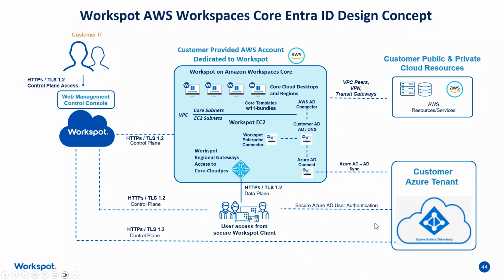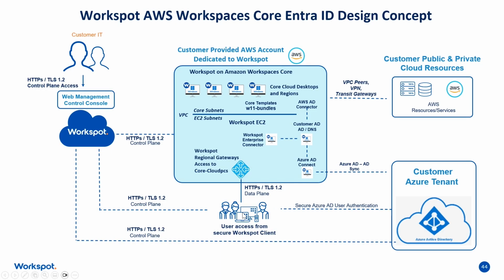Now, if we want to introduce an identity provider in this example, because we still need AD for the core layer, we can't do pure Entra ID only. So what we need to do is introduce that Entra ID hybrid type of concept. In this example, what you'll see gets added into the mix is an AD connector, and in this design we put the domain controller right inside the EC2 part, and the Workspot Enterprise Connector comes back in the mix because that's required for AD group lookups. And then, of course, we've got the Azure AD Connect element to this, syncing with the customer's tenant.